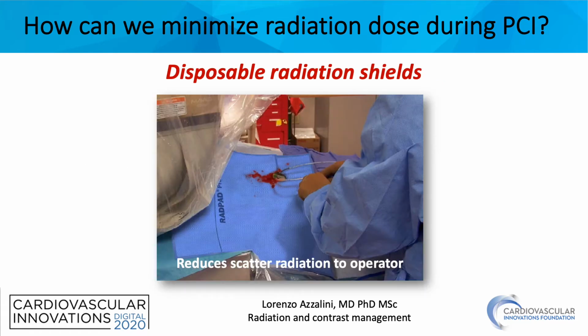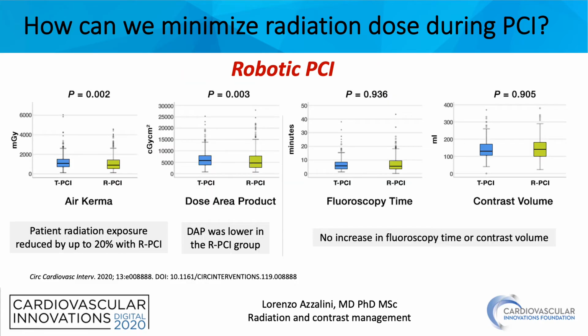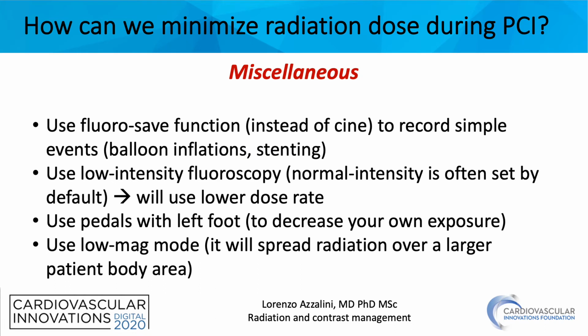There are disposable radiation shields that reduce the scatter radiation to the operator, and finally robotic PCI, keeping the operator farther from the table, obviously will decrease the exposure to the operator. We should strive to use the fluorosave function to record ballooning and stenting, use low-intensity fluoroscopy that will reduce the dose rate, and then we have to use the pedal, this is very important, with the left foot, because this will decrease our own exposure, since radiation dose decreases with the square of the distance from the X-ray source.